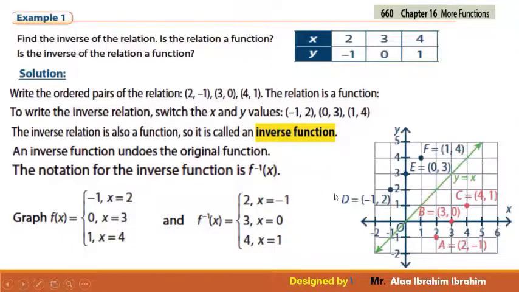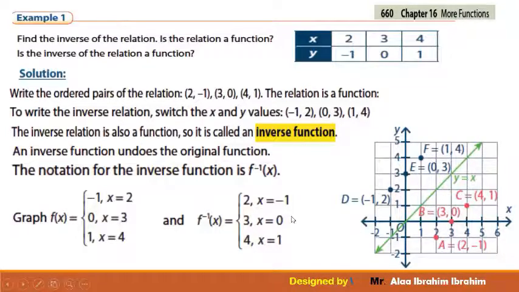To represent it, we will have something here. The blue points here mean the original one. If we take -1, 2, and 0, 3, and 1, 4, this is my original one. But the inverse one, the red points here, gives me the inverse function. And between them, y equals x. I switch x with y. So we have a function here and a function here. So I think this is easy, right?